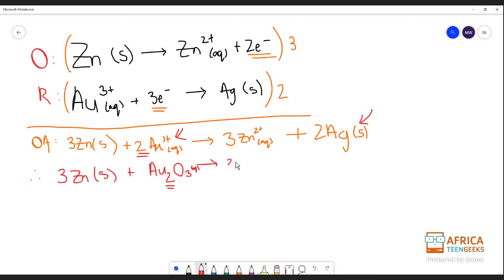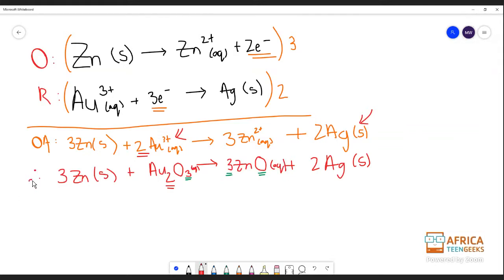And then I've got 3 zinc ions plus, sorry, that's my mistake. My zinc is now going to bond to my oxygen, so I've got zinc oxide now. And if you remember, over here you've got 3 oxygens, and now I've got 3 oxygens as well. So that doesn't change. Plus I have 2 silver in its solid state. Okay, so that's your overall reaction.